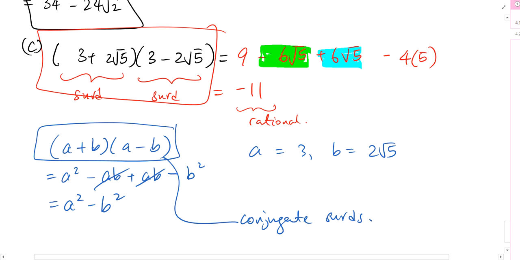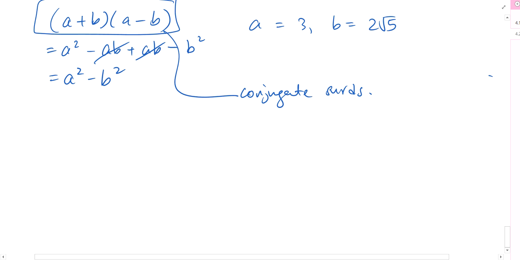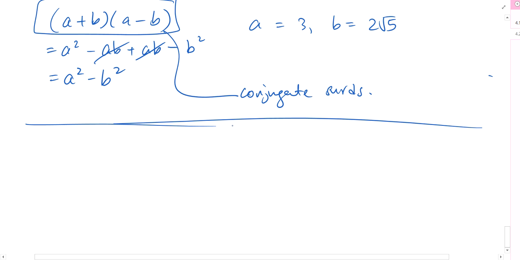They are like partners. They come in a pair. It so happens that it is in the form of A plus B, A minus B, such that when there are surds, you multiply, you get a rational number. Okay? So let's see whether you are able to identify and write down immediately what conjugate surds are. So for example, if I have a surd that looks like this, 1 plus root 2. Can you tell me what is the conjugate surd?